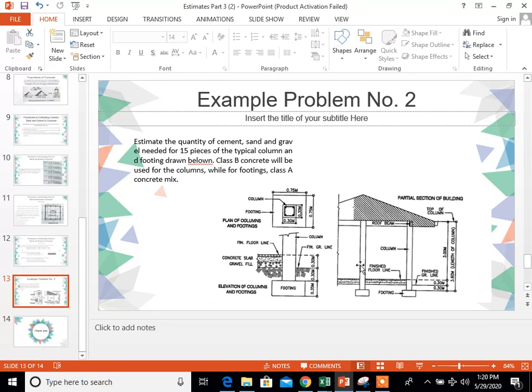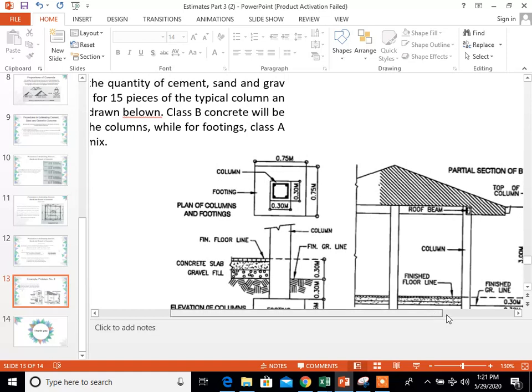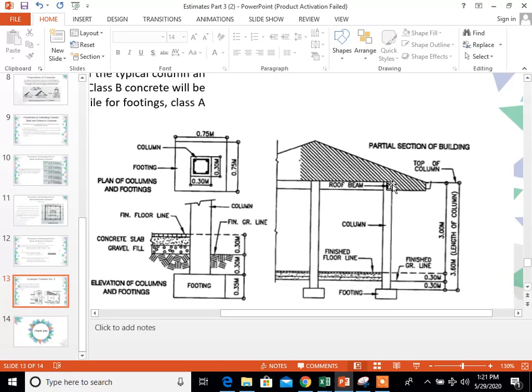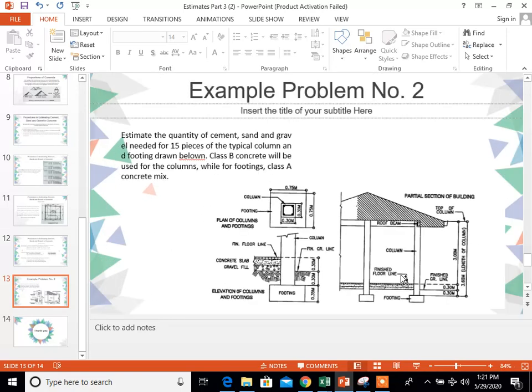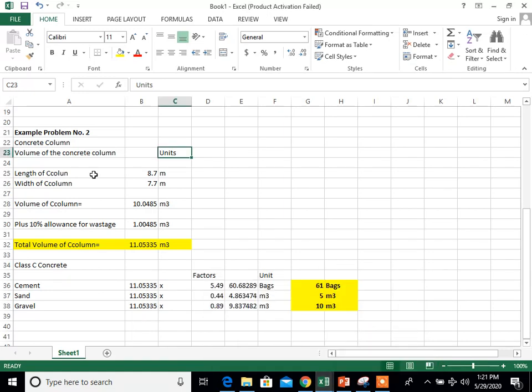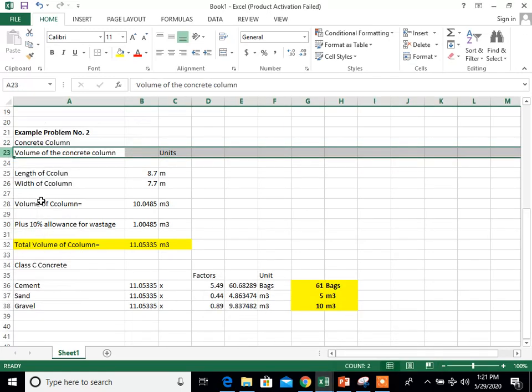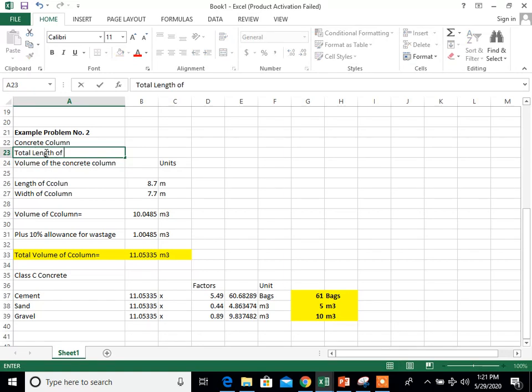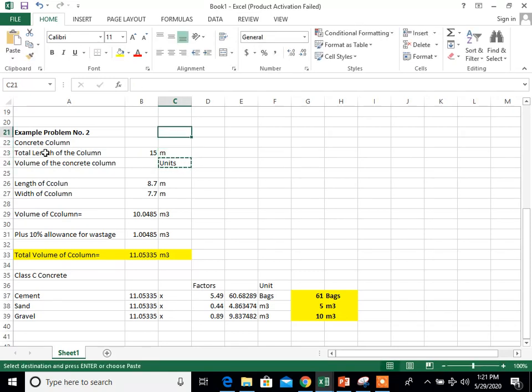So, based on the figure, the total length of the column is equivalent to 3 meters at the top of the roof beam, plus 0.3 meters below the finished floor line, and 0.3 meters below the finished grade line. So it means the total length of the column is equivalent to 3.6 meters.